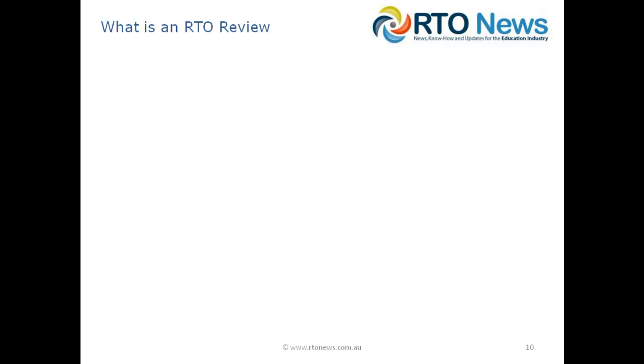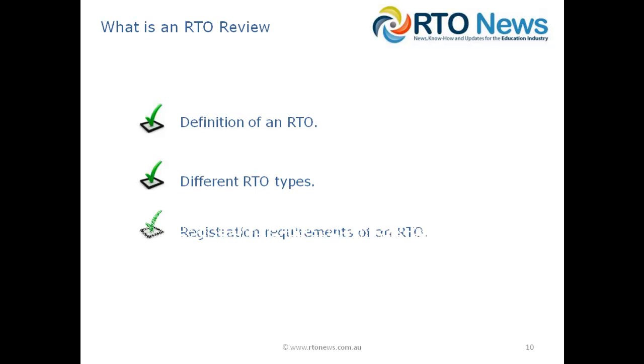This concludes Lesson 1 of RTO 101. You have learned about the following things: the definition of an RTO, the different RTO types, and the registration requirements for an RTO. You will have been provided a workbook that must be completed as part of your training. Good luck.